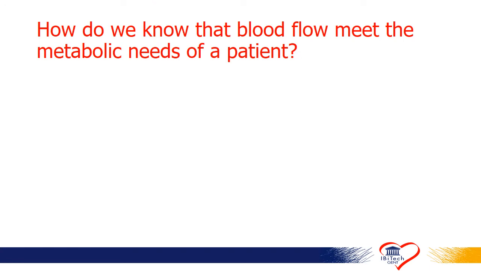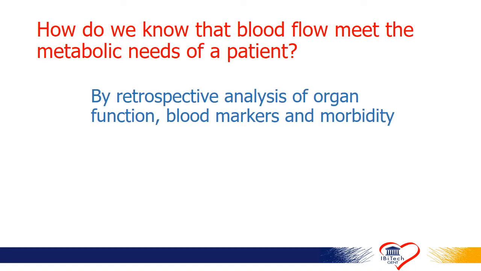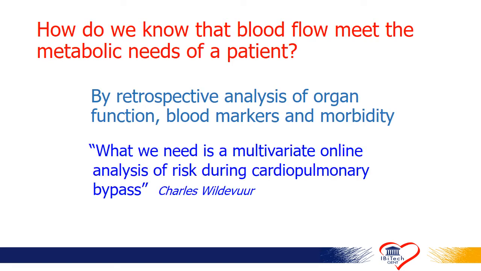How do we know that blood flow in a given patient meets the metabolic needs of a patient? Well, today we do that mainly by a retrospective analysis of mortality, morbidity, and organ dysfunction in the intensive care unit. Unfortunately, this information comes too late because the insult has already taken place. So what we really need is a multivariate online analysis of risk during cardiopulmonary bypass, which was already proposed in the 1980s of last century by Charles Wildeboer, a well-known Dutch cardiothoracic surgeon.